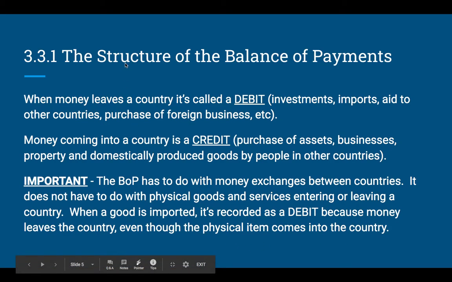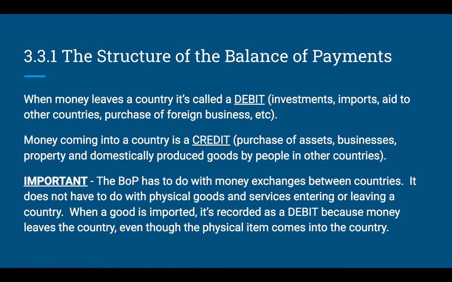So just a couple of tidbits that are important to try to remember, all right? Some more definitions, if you will. When money leaves a country, it's called a debit. Let me repeat that. When money leaves a country, it's called a debit. Investments, imports, aid to other countries, purchase of foreign business, so on. On the opposite, when money is coming into a country, it is called a credit.